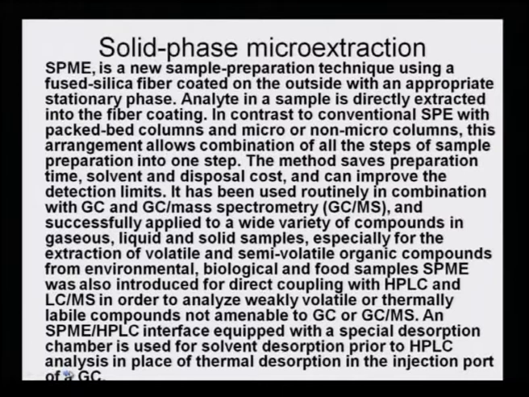The method saves preparation time, solvent and disposal cost, and can improve the detection limits. It has been used routinely in combination with gas chromatography or GC and gas chromatography mass spectrometry, that is GCMS, and is successfully applied to a variety of compounds in gaseous, liquid and solid samples, especially for the extraction of volatile and semi-volatile organic compounds from environmental, biological and food samples. And that is why it has an added advantage.